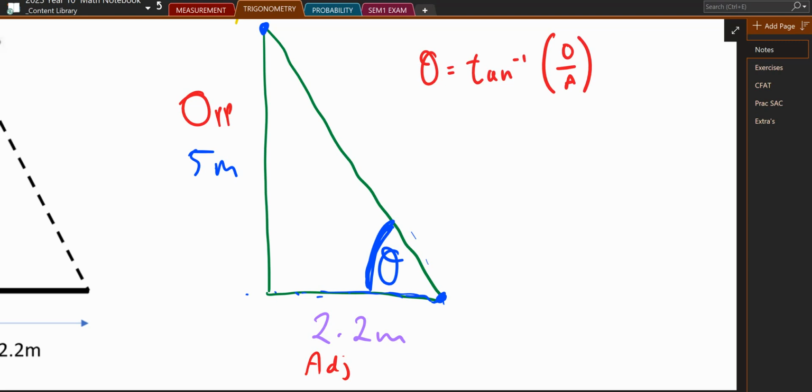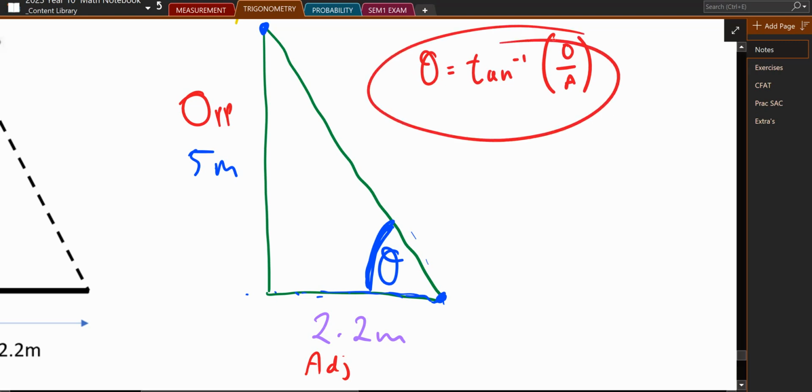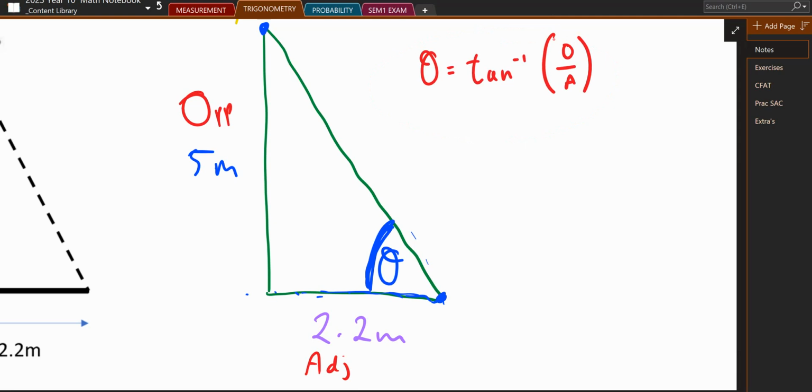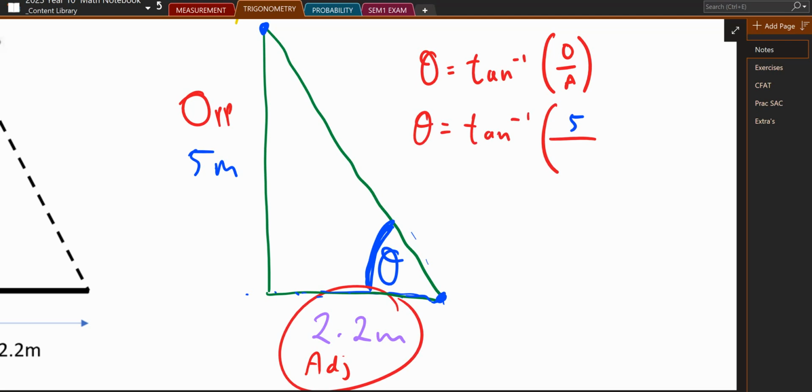If you forgot that, make sure you look at your notes. If you haven't already got these inverse ratios and trig ratios in your bound reference, make sure you put them in your bound reference, please. So let's rewrite this now. The angle is equal to tan inverse, my opposite according to this is 5, and my adjacent down there is 2.2.